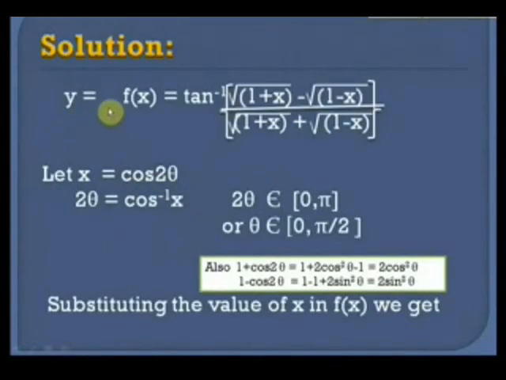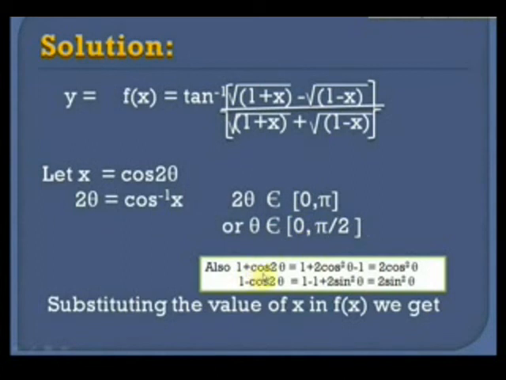Now given that y equal to f x equal to tan inverse of under root of 1 plus x minus under root of 1 minus x, whole divided by under root of 1 plus x plus under root of 1 minus x. So let's try to substitute x equal to cos 2 theta. Now 2 theta would be equal to cos inverse x. So 2 theta should be in the range of 0 to pi, or theta should be in the range of 0 to pi by 2.